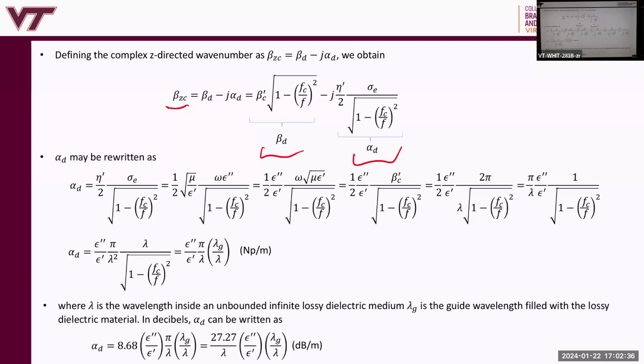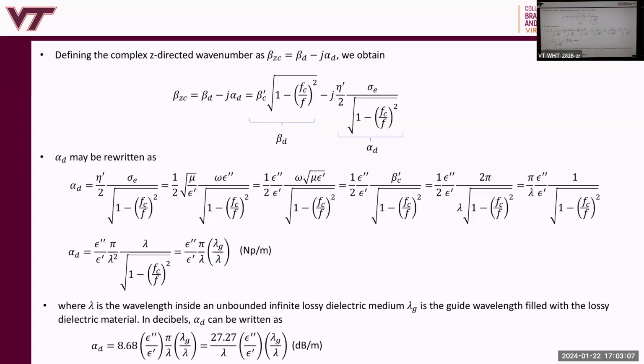And beta d is just due to the epsilon prime of the complex epsilon. And this sigma effective contains the epsilon double prime, right? Because sigma effective was omega epsilon double prime. So the double prime of the complex epsilon ended up in the imaginary part as part of alpha, and the epsilon prime, the real part of the complex epsilon, ended up in beta, which we expect, right? That's the whole point of complex epsilon: the imaginary part, the double prime, contributes to the loss. So alpha d may be rewritten.